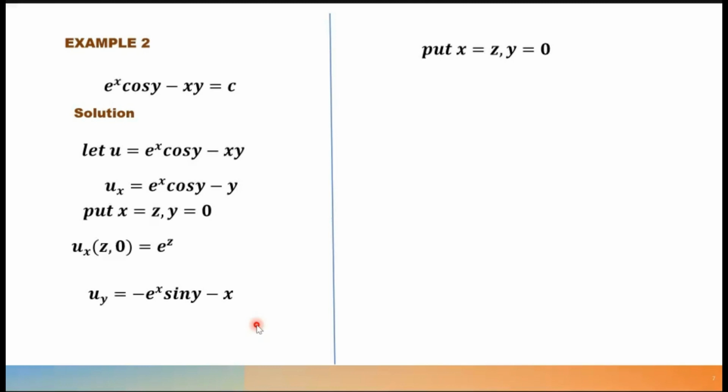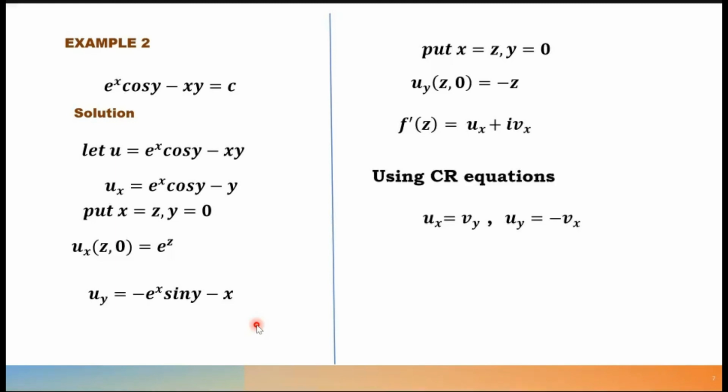So what is uy then? When x is z and y is 0, sin y is 0. So the first term is 0, and we get minus z. ux is e raised to z, uy is minus z. Substituting everything in f dash of z, ux plus i vx. Since vx is not known, we are going to use the CR equations and convert vx to minus uy.